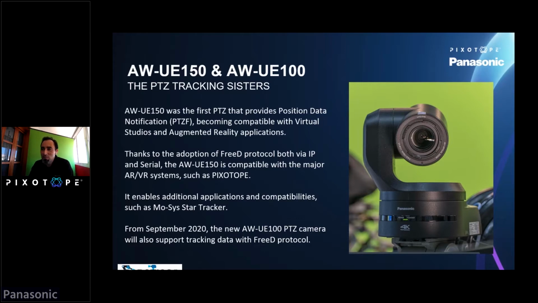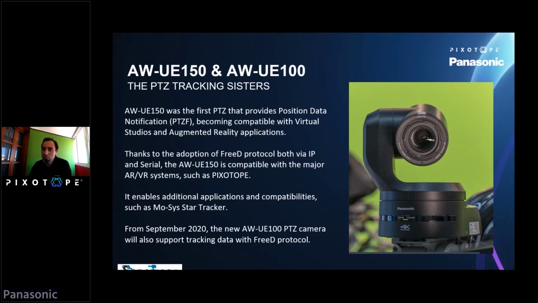And yeah, this story started with the UE150. That was the first PTZ camera that provided tracking data. It means that the camera provides pan, tilt, zoom, focus, iris information in real time, in synchronization, and it does so in a standard protocol, which is 3D. And it means that the camera can be directly used by augmented reality or virtual reality systems like Pixotope.